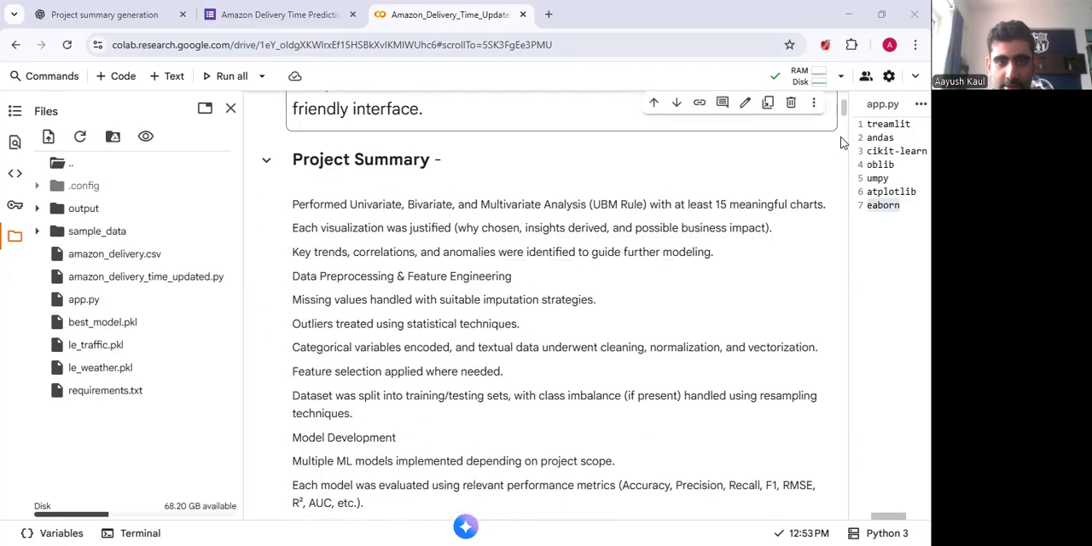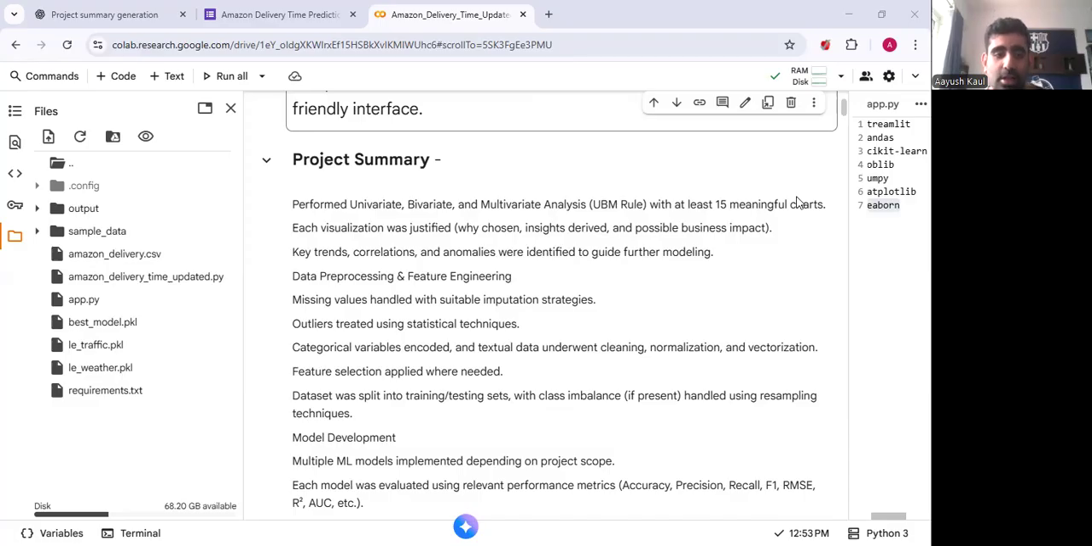This is a project summary, wherein I performed univariate, bivariate, and multivariate analysis following the UBM rule with around 15 meaningful charts. And each visualization was justified, which means I justified why I chose that visualization, the insights derived from there, and possible business impacts. Those visualizations helped us identify key trends, correlations, and anomalies.